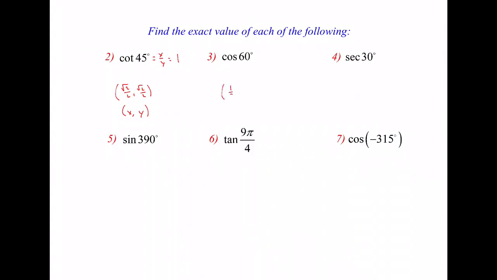60 degrees is the ordered pair 1/2, square root of 3 over 2. Cosine represents the x value, so cosine of 60 degrees is 1/2.